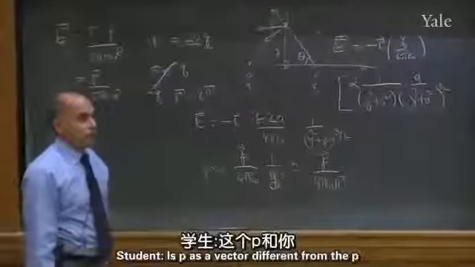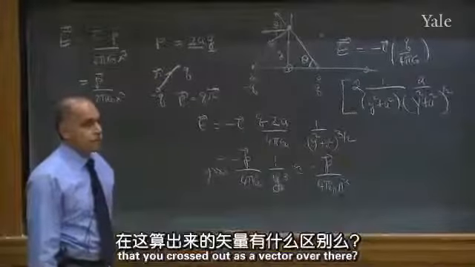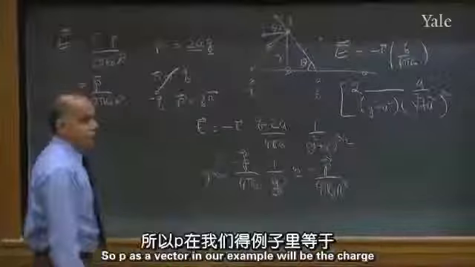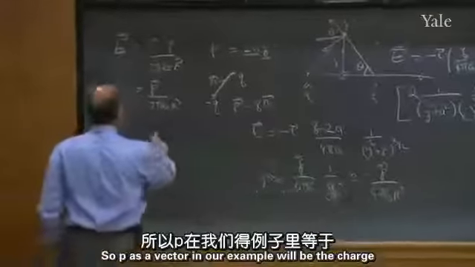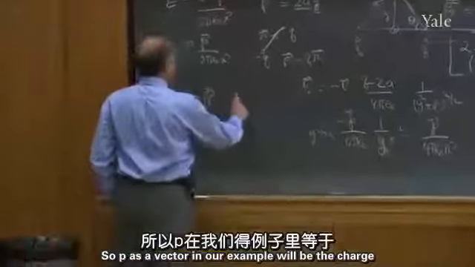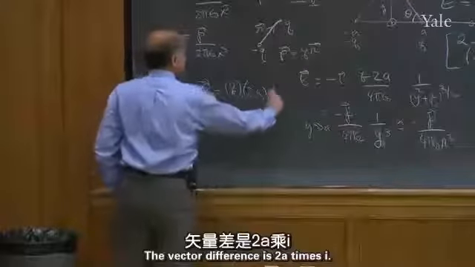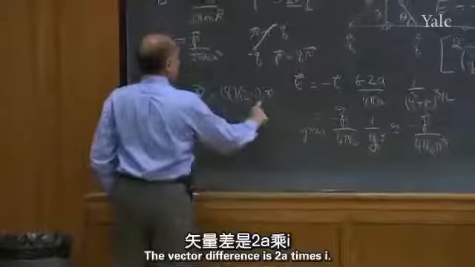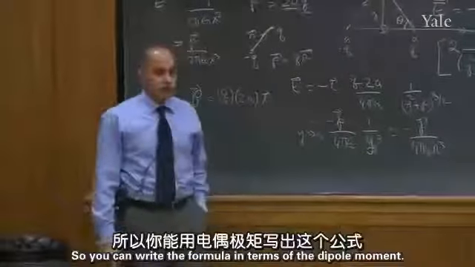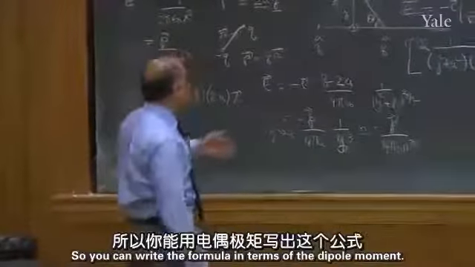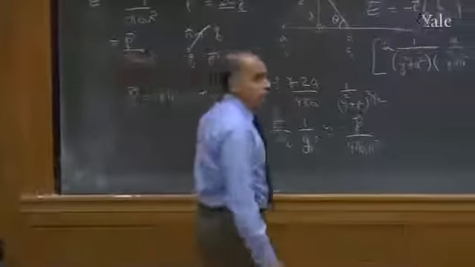Yeah? Is P as a vector different from the P that you crossed out as a vector over there? No, it's the same P. So P as a vector, in our example, will be the charge at either end times the distance between them. The vector difference is 2a times i. So you can write the formula in terms of the dipole moment.